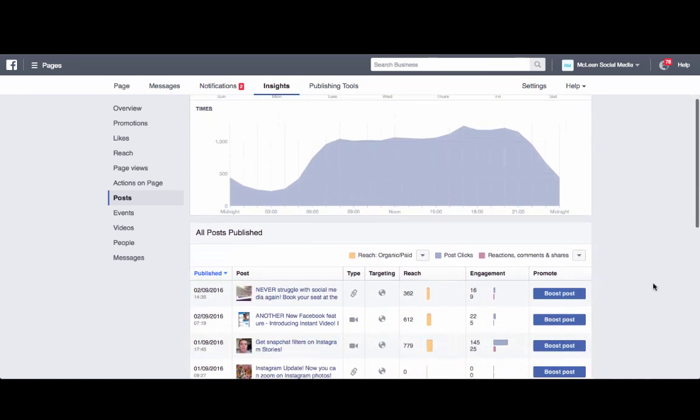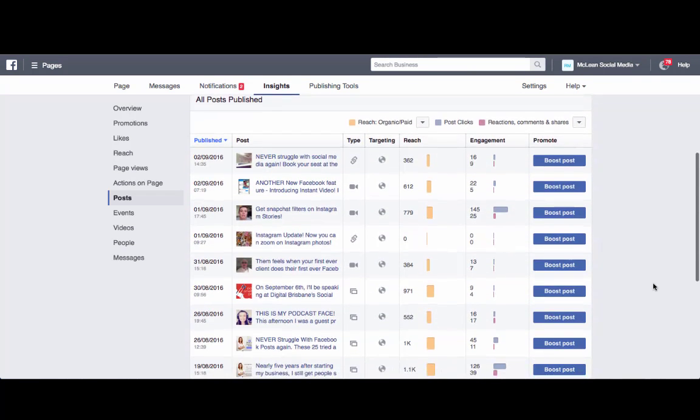And underneath this information, we can see all the posts that we've published. So we can see the date they were published, the time of day. We can see a little thumbnail image of each post reminding us what the post was. We've got a tiny little blurb. And then we've also got the type of post. So was it a link? Was it a video that you shared? Was it a video you created? Or was it a photo? We can see how many people we reached with each post and the split between organic and paid. And then we can see the different types of engagement.